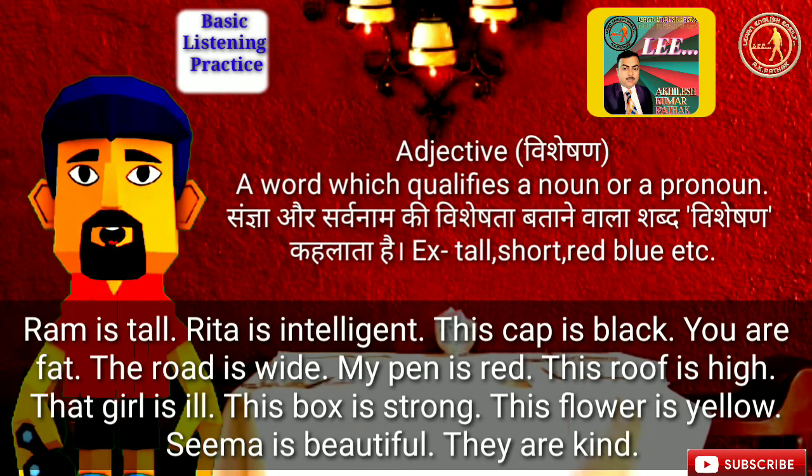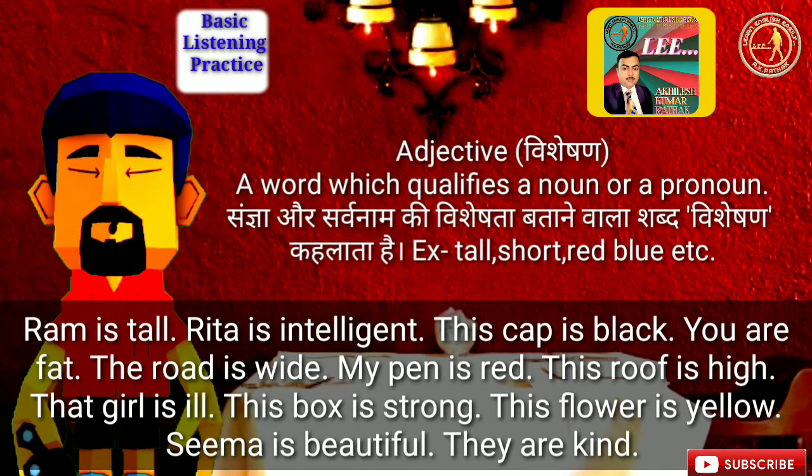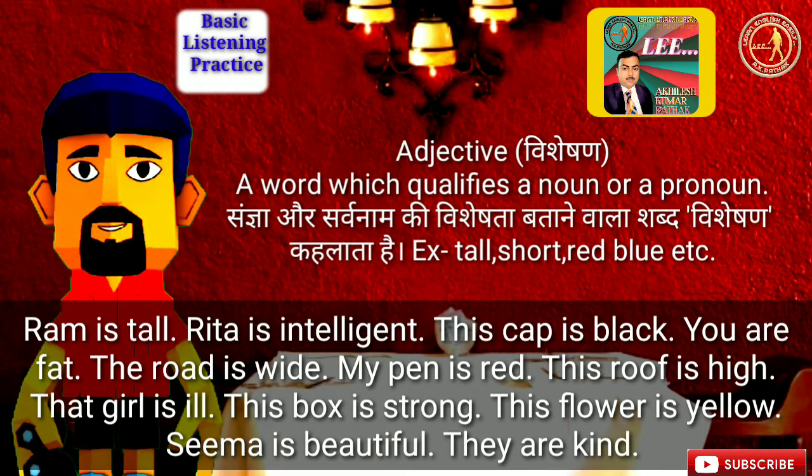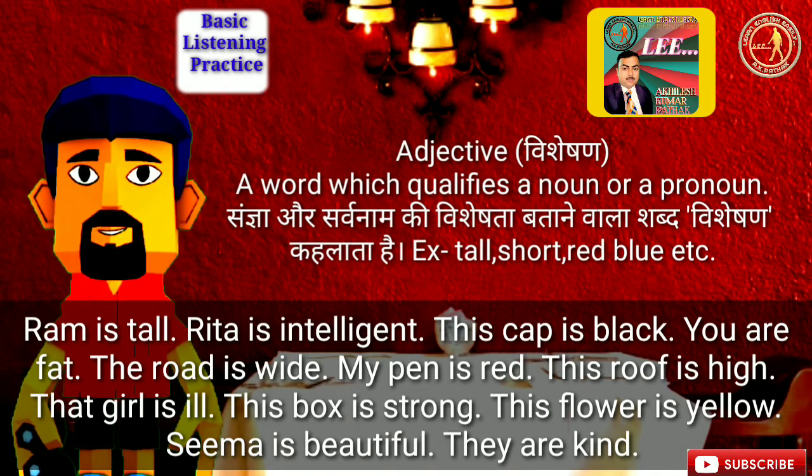This roof is high. That girl is ill. This box is strong. This flower is yellow. Seema is beautiful. They are kind.